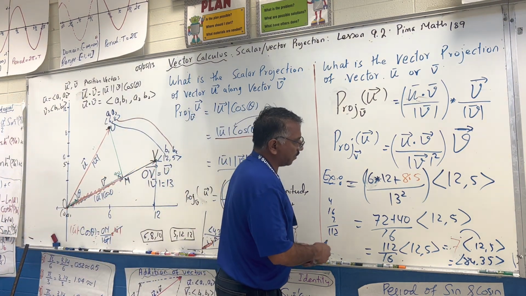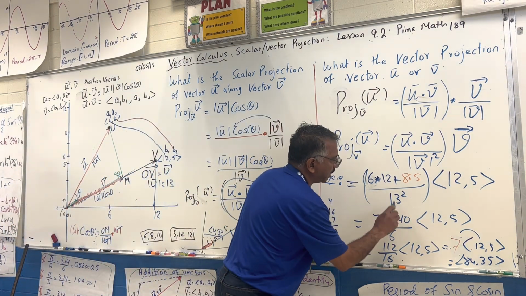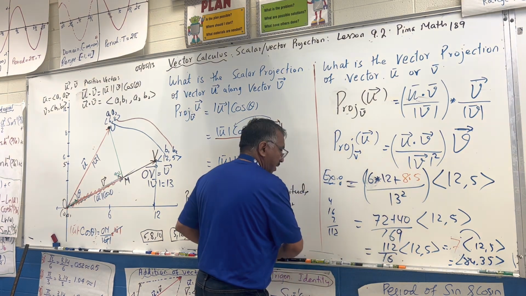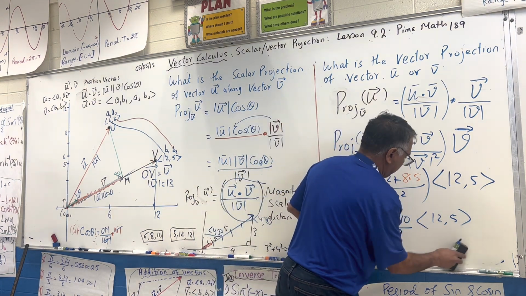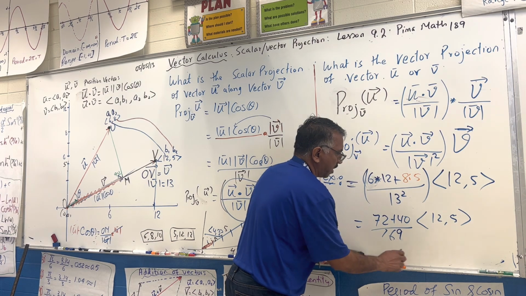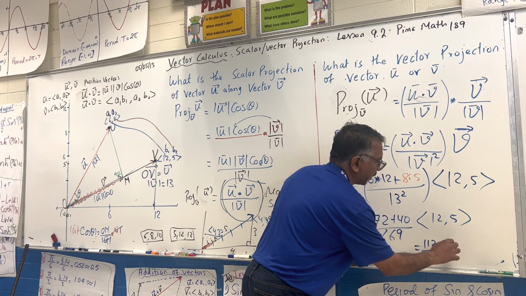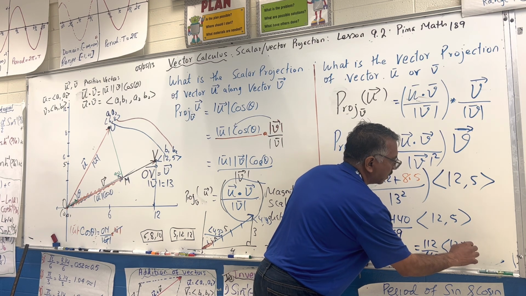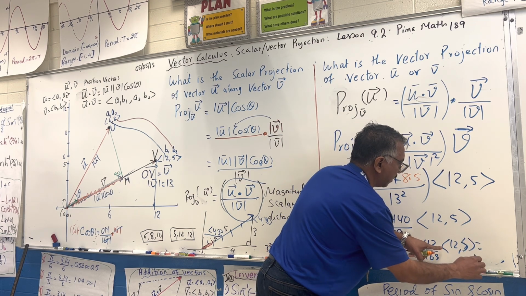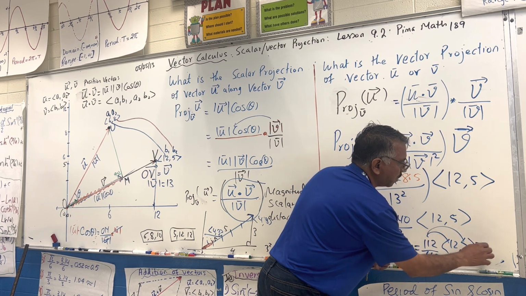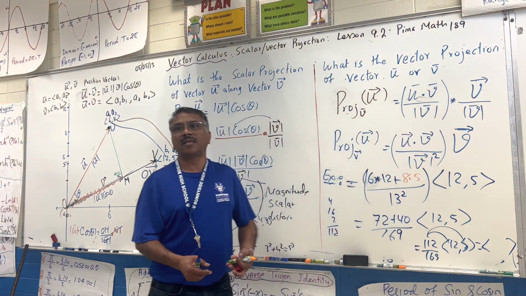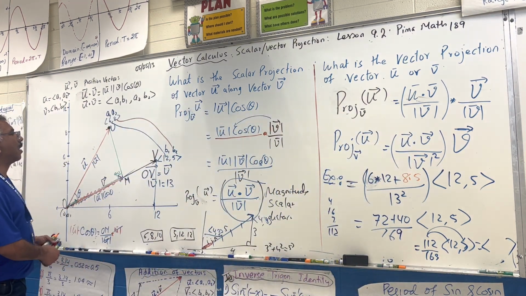Oh, I think I made a mistake here. 13 times 13 is 169, so everything goes wrong here. So the answer is 112 over 169, times 12, 5, and then you just divide this. You multiply these two and you get the final answer, and that's the projection vector. I'm so sorry.